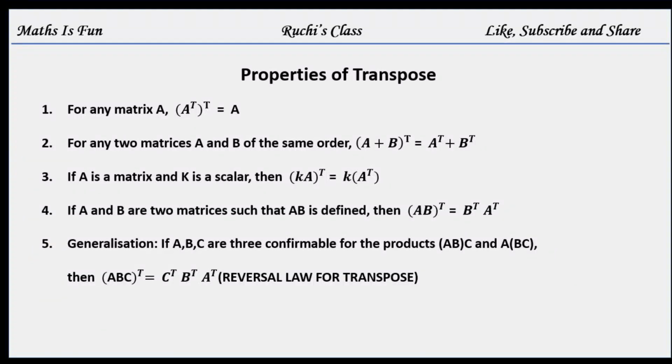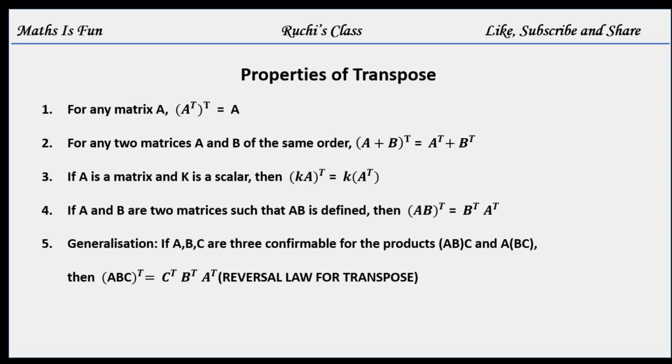Now I will tell you the properties of the transpose of a matrix. What is the first property? For any matrix A, (A transpose) transpose is equal to A. Second property is for any two matrices A and B of the same order, (A plus B) transpose is equal to A transpose plus B transpose. Third property is if A is a matrix and K is a scalar, then (KA) whole transpose is equal to K A transpose. Next property is if A and B are two matrices such that AB is defined, then (AB) whole transpose is equal to B transpose A transpose.